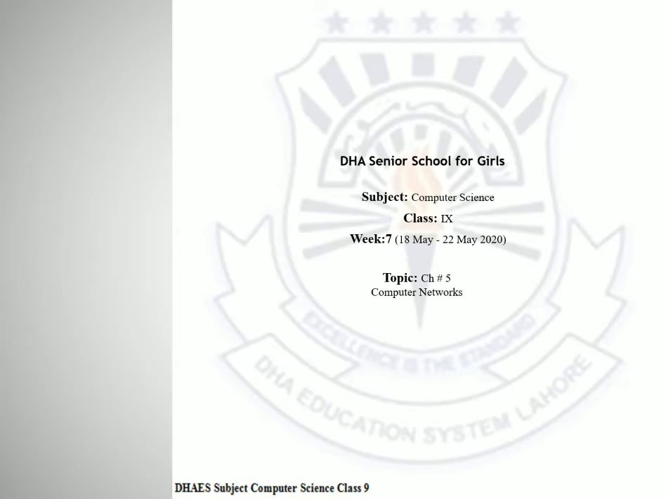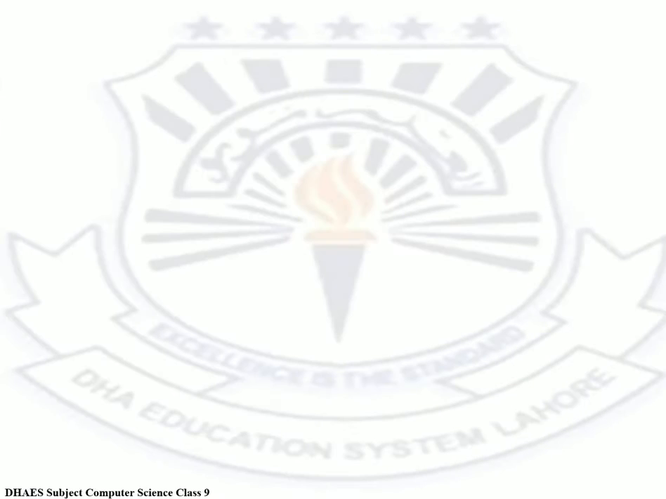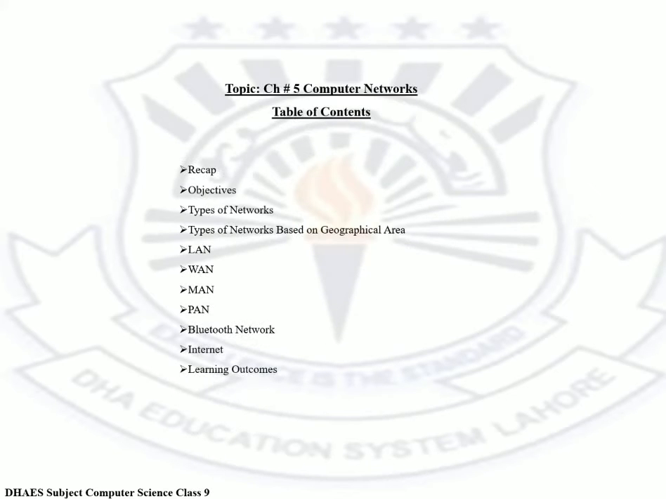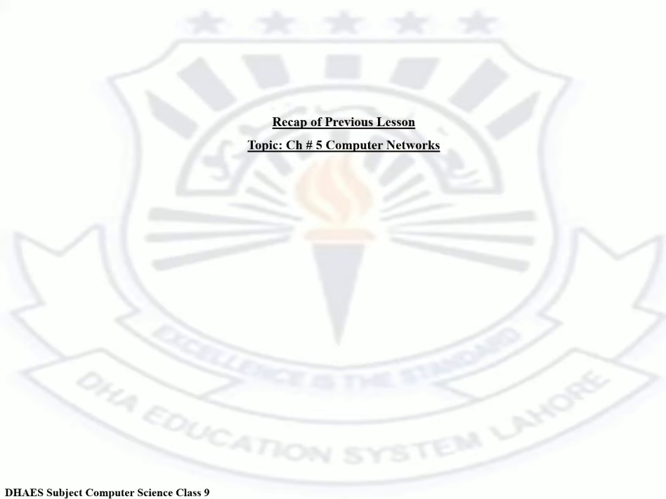This is the lesson of Computer Science for class 9th, week 7, and the topic is chapter number 5, computer networks. You can see the table of contents for this lesson. Let's begin our lesson with the recap of the previous lesson. Topic: chapter number 5, computer networks.